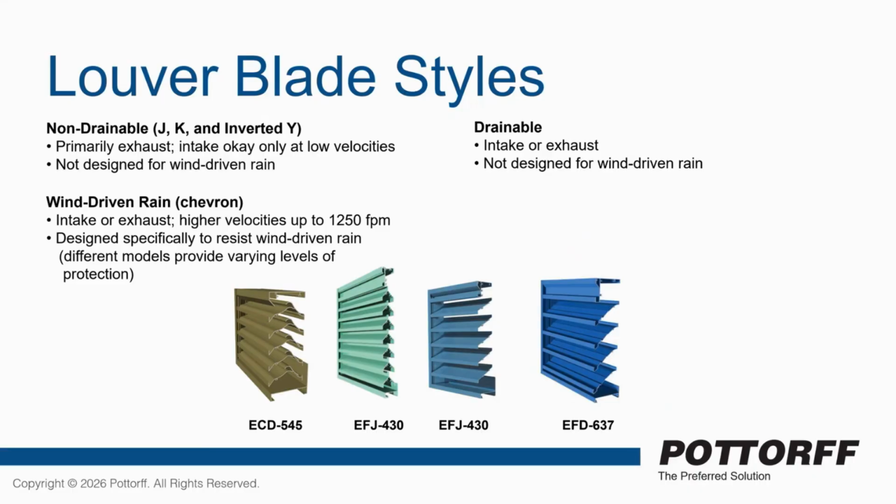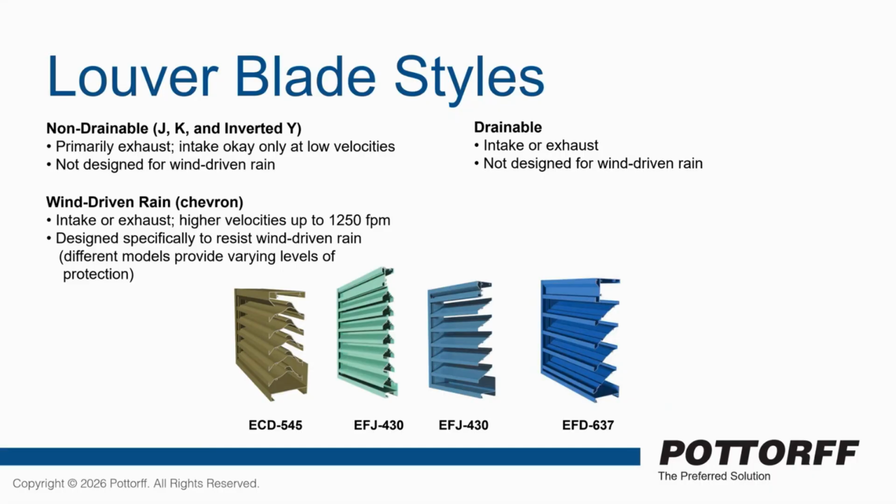And here are some good examples of some of those louver blade styles that you can see. These are all horizontals on the screen here. Now, a lot of your J's, K's, the Y blades, we can also call a non-drainable louver. So as you have a blade style, sometimes we have a broader category. We might say that's a non-drainable blade.